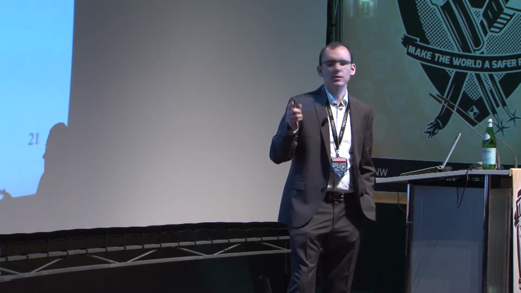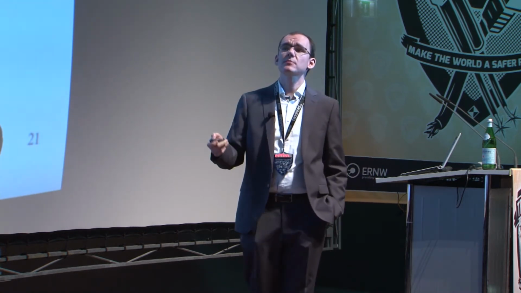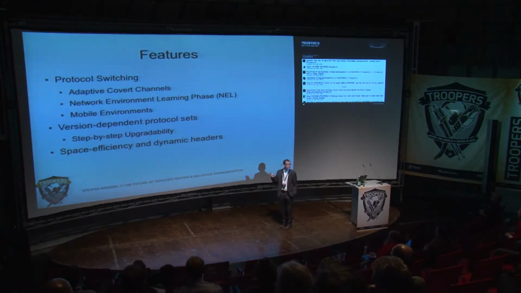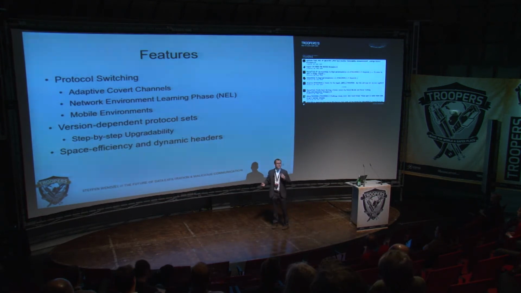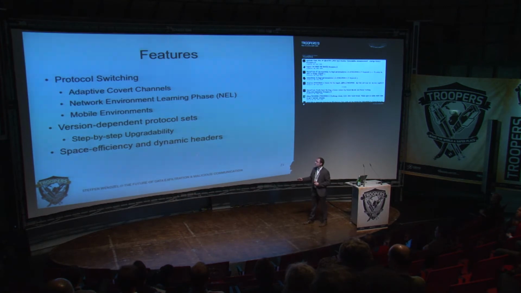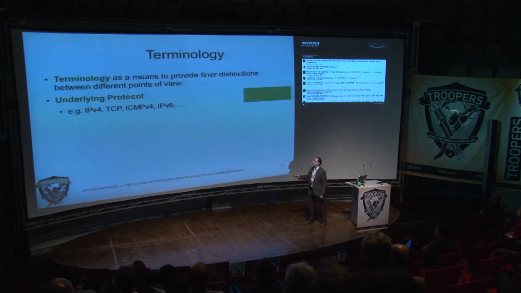And the really cool stuff is that we can make these internal control protocols very space efficient, because if it's space efficient, we need to transfer less data, which raises less attention. Each bit we have to transfer can lead to the detection of our covert channel, and that's our goal. We do not want anybody to detect us. And also we can build very dynamic headers. I will show you later.